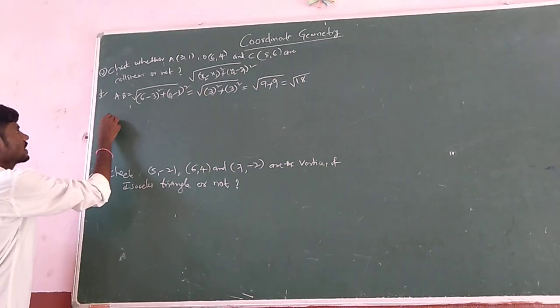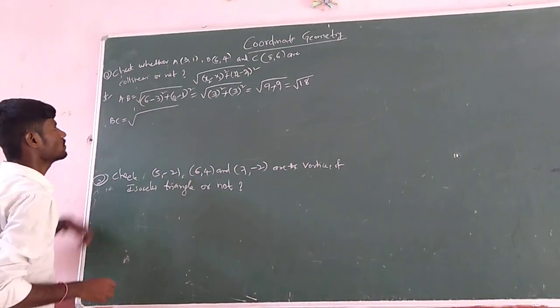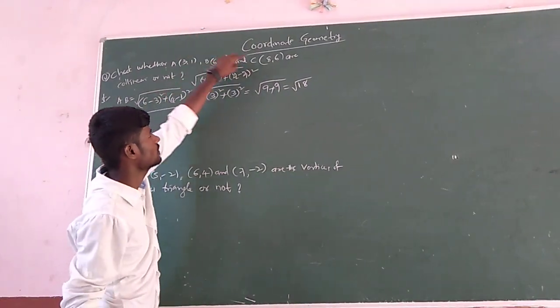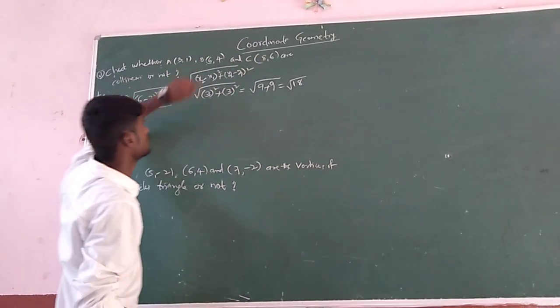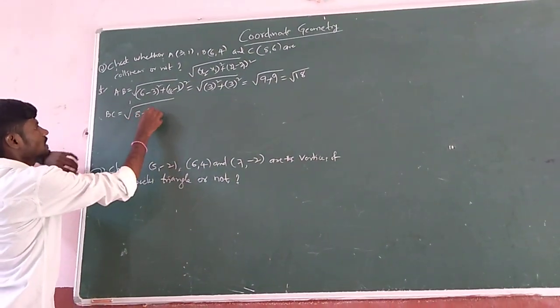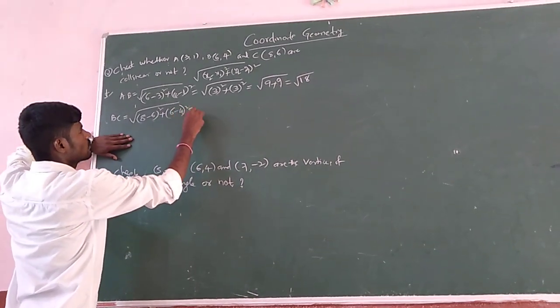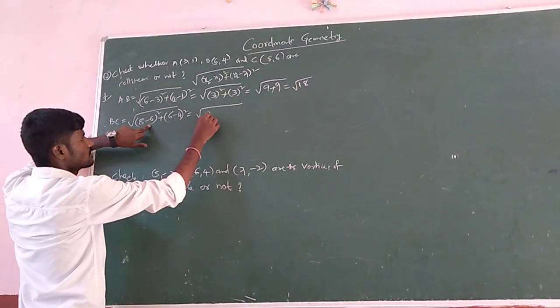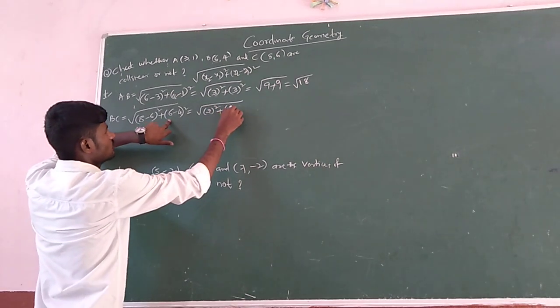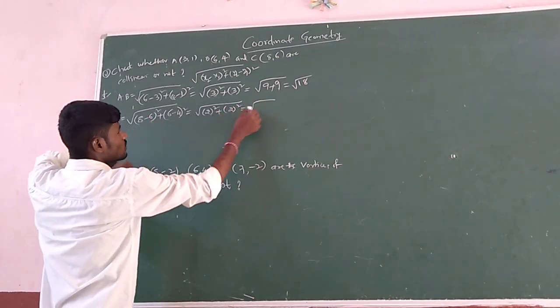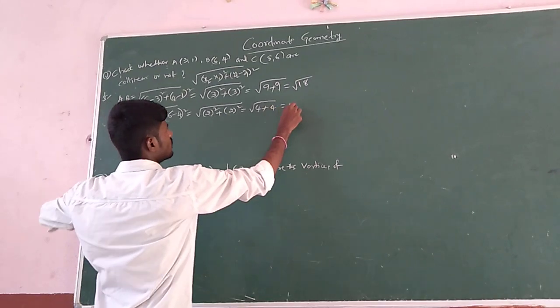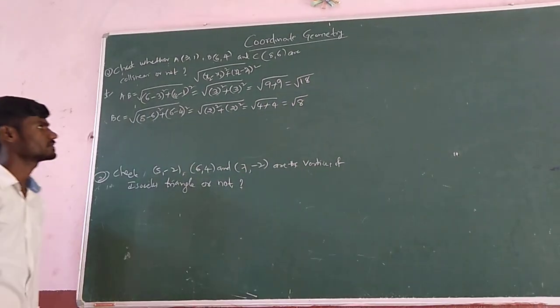Next, similarly find BC. Difference between x coordinates: 8 minus 6 whole square plus 6 minus 4 whole square equals 2 square plus 2 square, which is 4 plus 4. What will we get? Root 8.